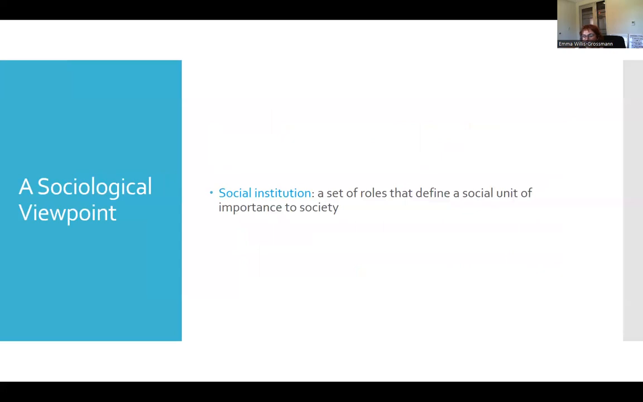So, as we discuss family throughout the semester, we'll be talking about families as a social institution, which is a set of rules that define a social unit or its importance in society. So we'll be able to examine various roles like the role of a parent, romantic partner, ex-spouse, grandparent, child, etc. And all of these roles have very different meanings and functions within the family unit. And it also impacts how society is going to interact with them in different ways.